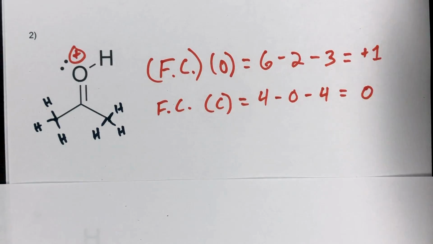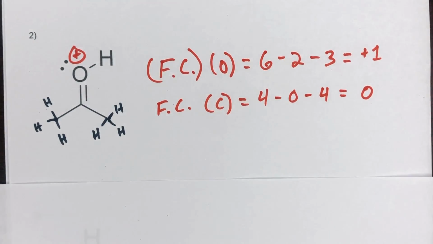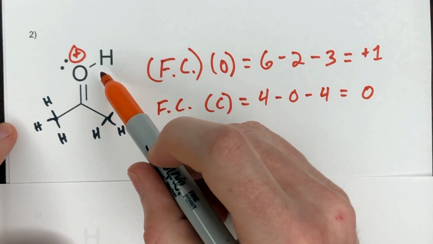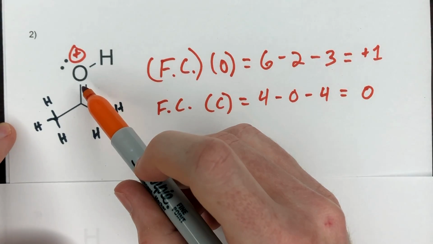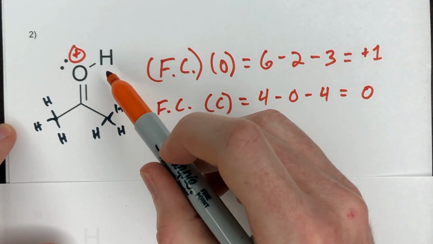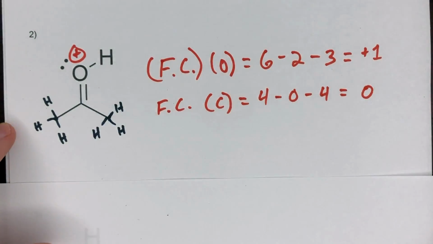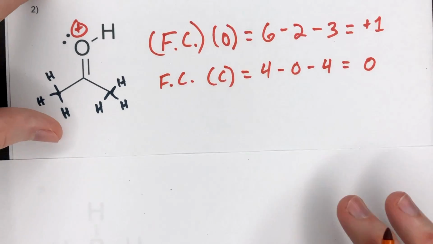So the only charge here in this molecule is on the oxygen, a positive charge. And again, I'm not sure if I went through this yet or not, but this hydrogen is bound to one atom. So again, the valence electrons for this hydrogen would be 1, minus the 1 bond for our formal charge counting is 0. So no charge at the hydrogen.